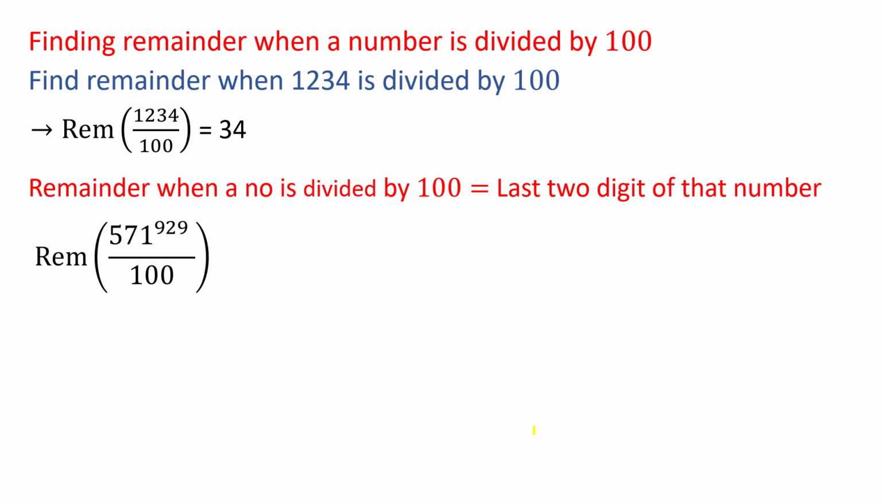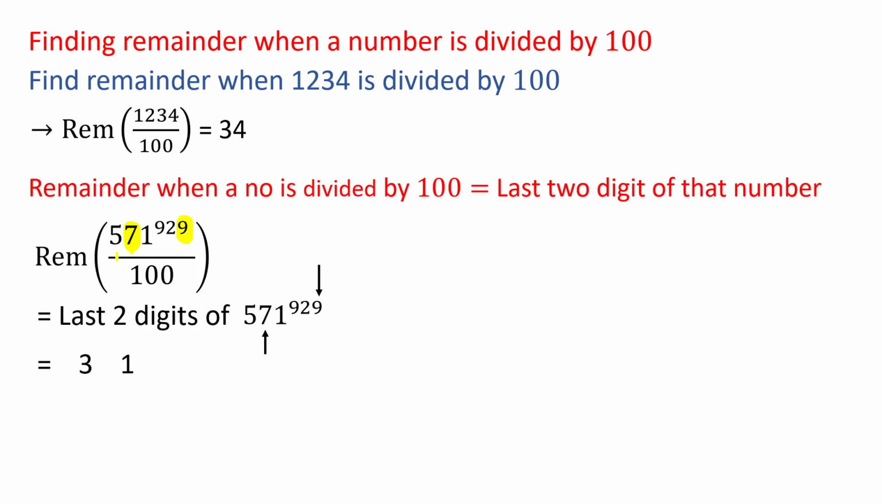For example, if my question is, I want to find the remainder when 571 to the power 929 is divided by 100. Okay, so this remainder is nothing but last two digits of 571 to the power 929. Okay everyone, so how to find last two digits? We all know, if unit digit of a number is 1, to the power any number always ends with 1. Now we want to find second last digit. For second last digit, we need to multiply unit digit of power into 10th digit of base. 9 into 7 is 63. Its unit digit is 3, so 31 is the remainder.